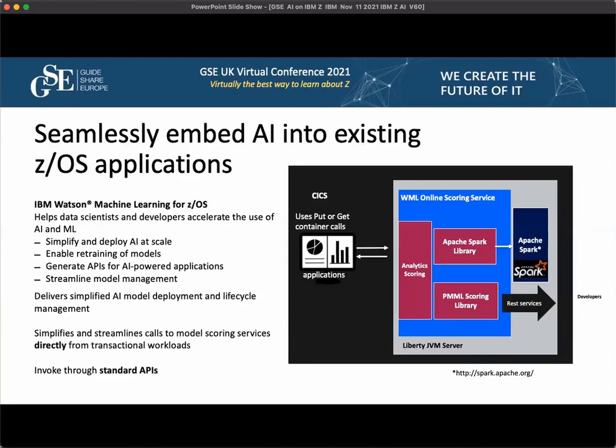And here is another example where, again, I'm showing from a z/OS perspective how easy it is to leverage Watson Machine Learning for z/OS, in this case, to be able to make a call to machine learning or deep learning models from existing COBOL applications with a couple lines of code. Just a link to the inference engine in Watson Machine Learning is all it takes. And then you can leverage machine learning and AI models right from your COBOL applications.